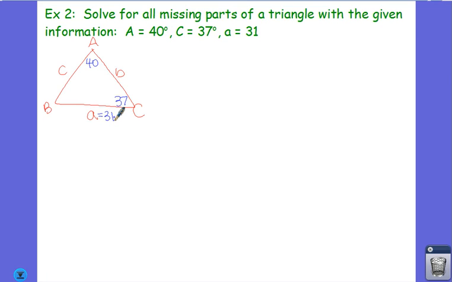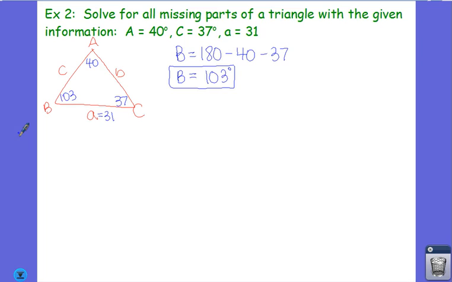So what's the easiest piece to solve for? The missing angle. So, as you guys know, we're going to make B equal to 180 minus 40 minus 37. So that means, if you pick up your calculator and you type that in, you get that B is 103 degrees. Now, I'm going to go ahead and write that over here.